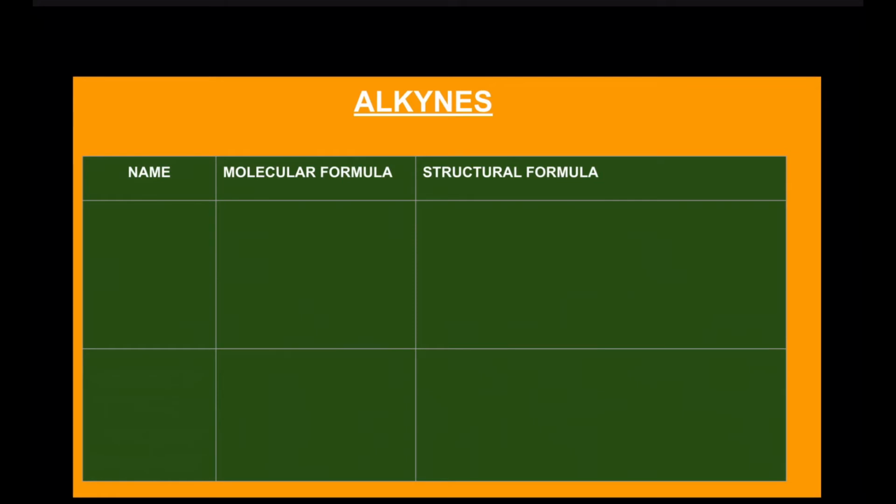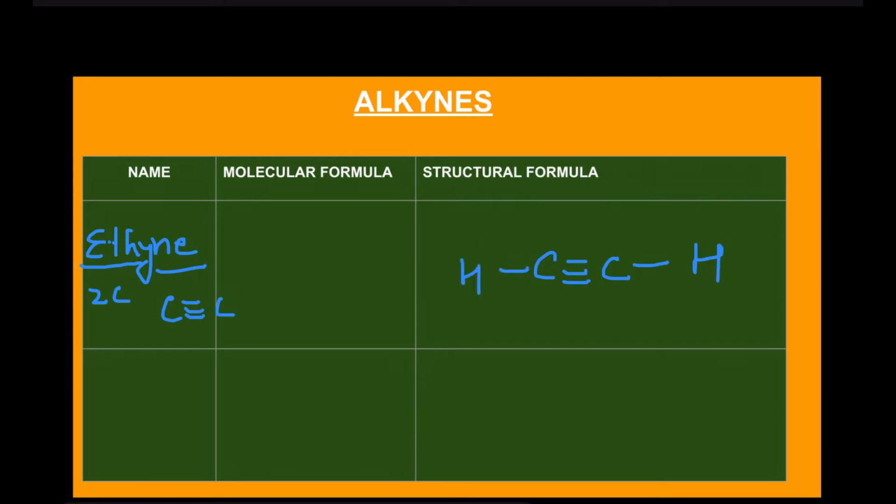The first alkyne again will be having 2 carbon atoms in it. So the first alkyne will be ethyne. Eth means 2 carbon. Yne means C triple bond C should be there. Let's write the structural formula. C triple bond C, H and H. The molecular formula will be C2H2.